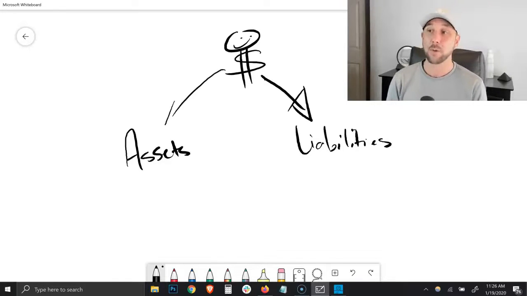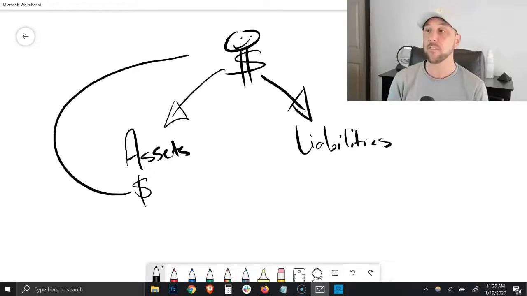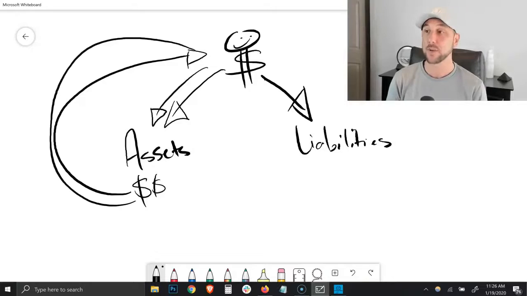But how much money is going into assets? Now, what I'm about to show you here is when we funnel money into our assets, what the assets do is actually create a surplus of money. And then when we funnel that money back up through the same process, our assets start to grow and they actually create more money.